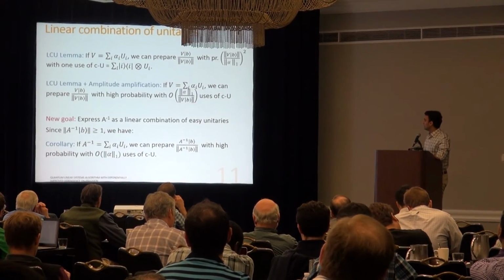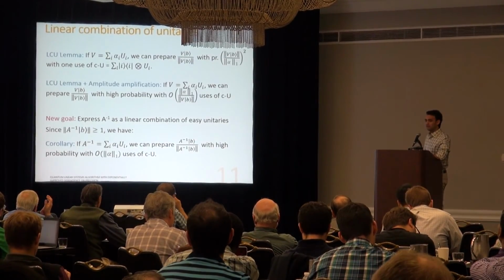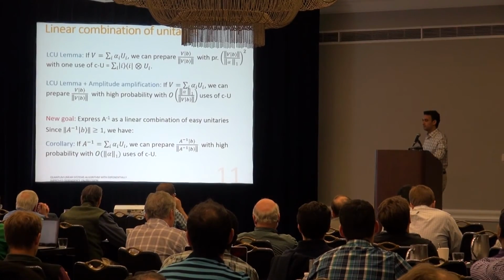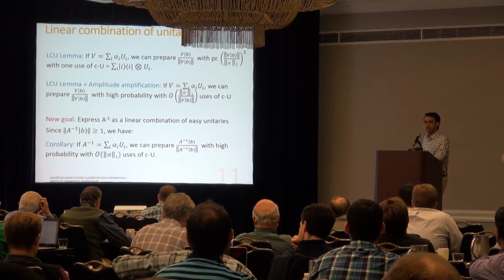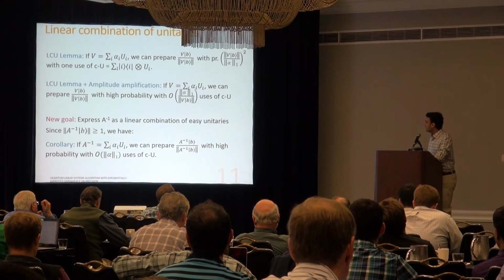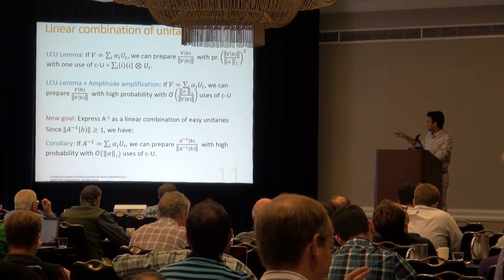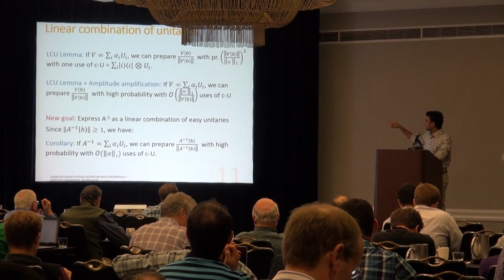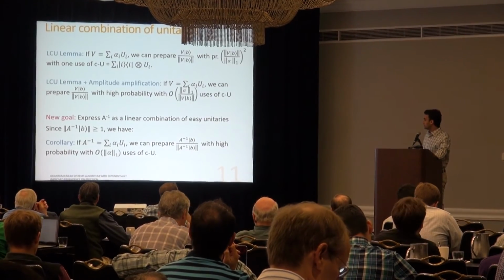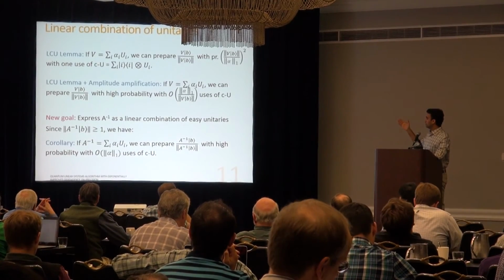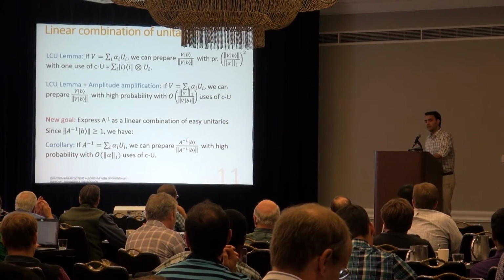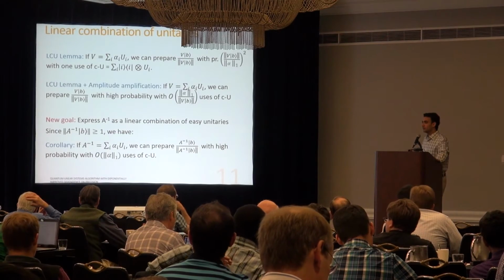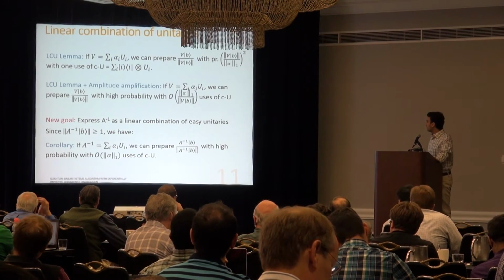Express A inverse as a linear combination of easy unitaries. And what I mean by easy unitaries is just some unitaries for which we have efficient quantum circuits, some unitaries for which you can do this controlled operation efficiently. And just to simplify the lemma in the situation that we care about, I'm just going to get rid of the denominator in the number of uses of the controlled operator. The denominator is just the norm of this matrix acting on the vector, but since the matrix we're trying to apply is A inverse, that's just greater than or equal to 1, so it doesn't matter.